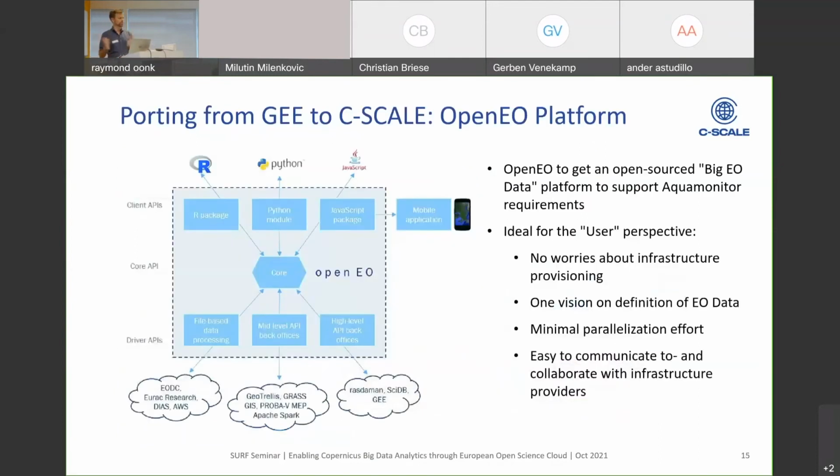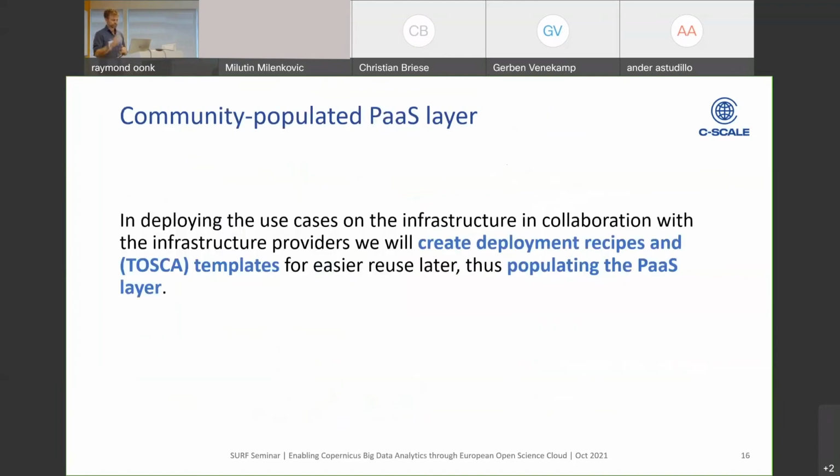So we're porting this functionality from Google Earth Engine to C-Scale by leveraging what's available in OpenEO platform. And the really nice thing about this is it's the first alternative that I've seen, at least, which could be an alternative to Google Earth Engine in terms of the functionality that it provides. And it's really ideal from a user perspective. We don't have to worry about the infrastructure provisioning. There's one vision related to all of the EO data. We don't have to worry about parallelization too much. And it really has been a pleasure to communicate and collaborate with the infrastructure providers related to this tool. And that, I should say, is true for all of the use cases across the project.